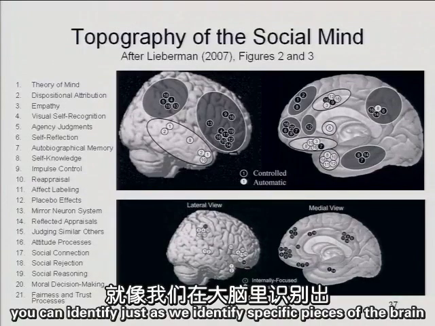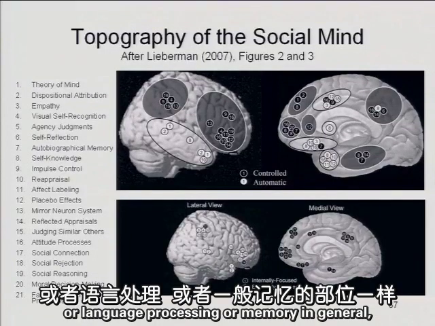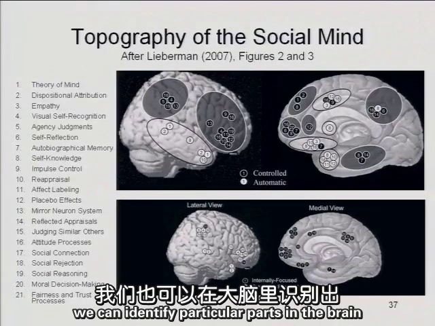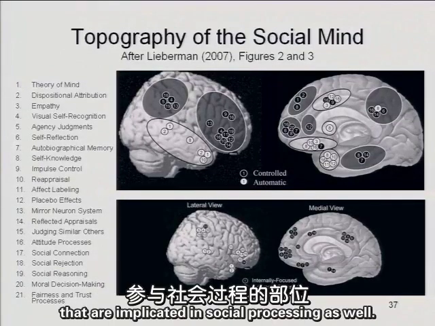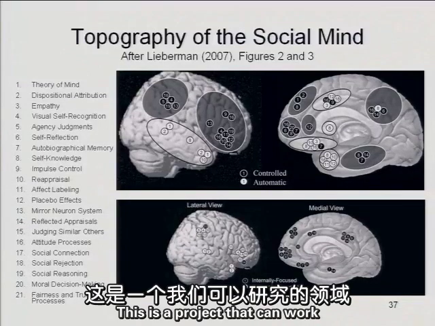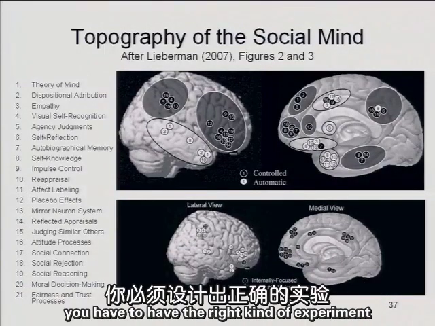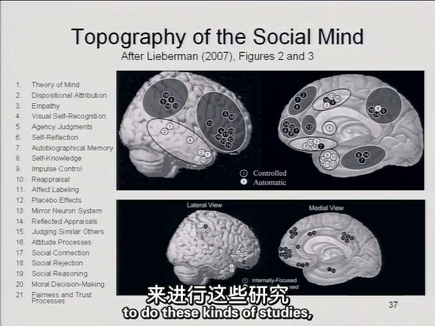You can identify, just as we identify specific pieces of the brain that are involved in visual perception or language processing or memory in general, we can identify particular parts of the brain that are implicated in social processing as well. Well, not so fast, okay? This is a project that can work, but it's also a project that is fraught with difficulties, not the least of which is that you have to have the right kind of experiment to do these kinds of studies.